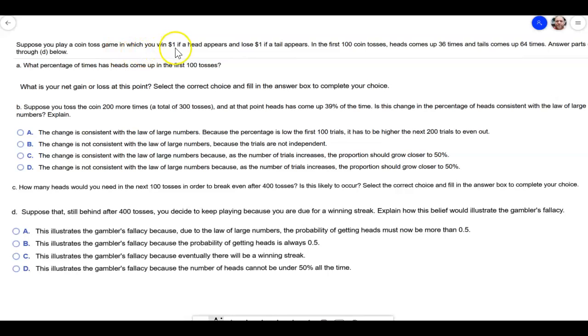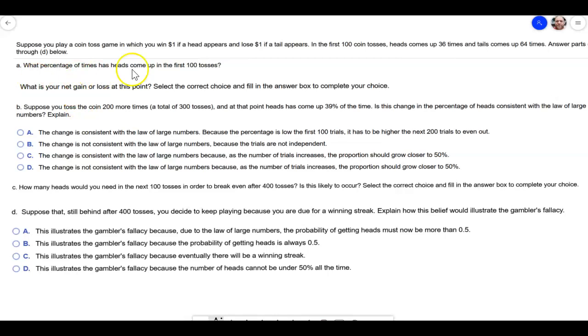Today I want to go over an example from section 7C. It says, suppose you play a coin toss game in which you win $1 if a heads appears, and you lose $1 if tails appears. In the first 100 coin tosses, heads come up 36 times, and tails come up 64 times, and they want us to answer these questions here. All right, so let's go ahead and talk about this.